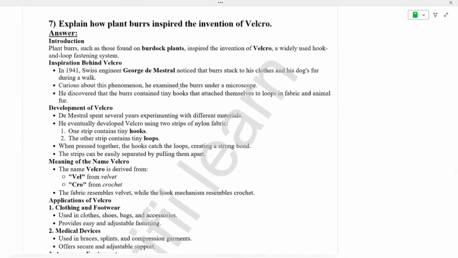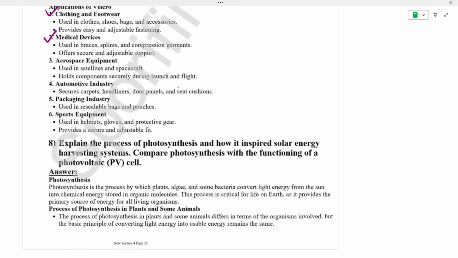This is nothing but George de Mestral, who took his dog for a walk, but the plant burr got stuck into his clothes and the dog's fur. He was curious about this phenomenon. He examined the burr, that is the plant burr, under a microscope. He discovered many things, and now it is used in clothing and footwear, medical devices, aerospace equipment, the automotive industry, the packaging industry, and sports equipment also.